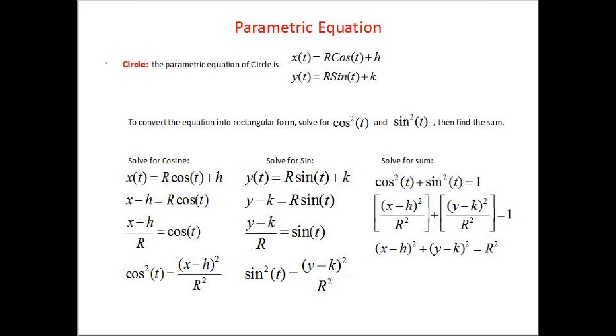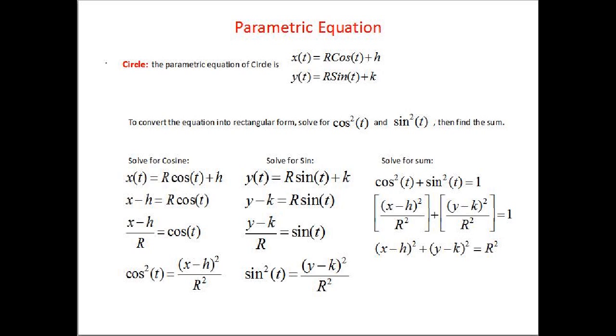x of t is equal to r cosine t plus h. We subtract h from both sides, and that gives us x minus h is equal to r cosine of t. We divide r out from both sides, and that gives us x minus h over r is equal to cosine t. And now we square both sides, and that gives us cosine squared of t is equal to x minus h squared over r squared.